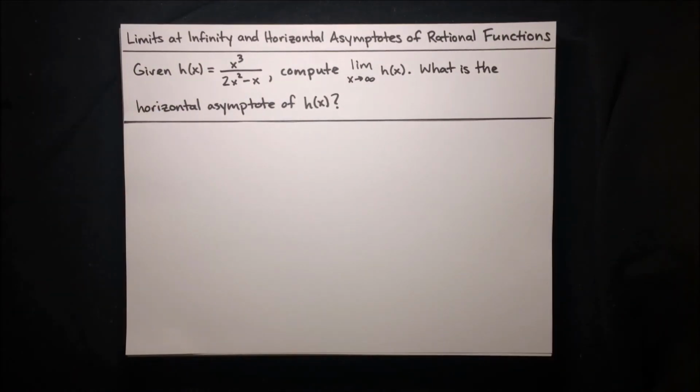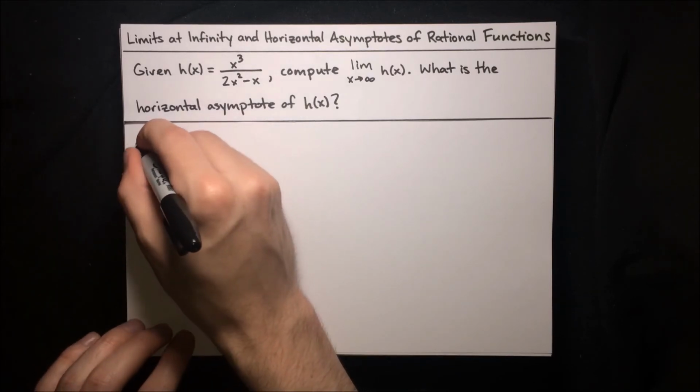Here is yet another problem for us. We're given this function h of x equals x cubed divided by the quantity 2x squared minus x, and we want to compute the limit as x approaches infinity of h of x. We also want to answer the question, what is the horizontal asymptote of h of x? But again, as we've always done, let's just focus on this limit first.